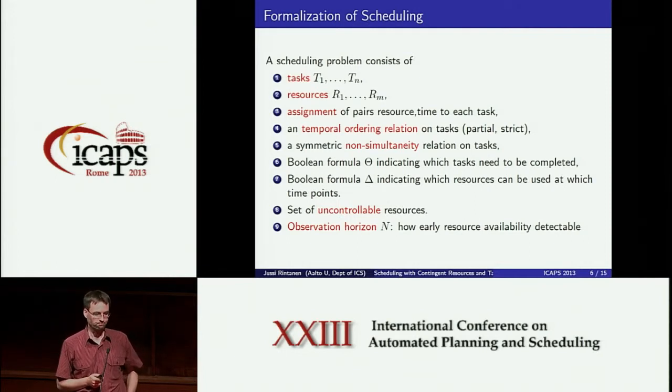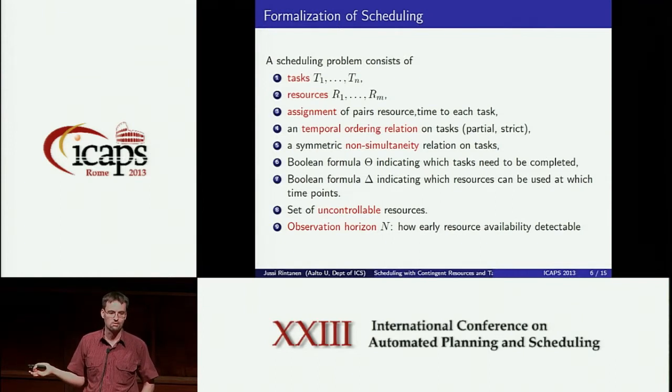And then the important thing for contingent scheduling to be interesting at all is that we have uncontrollable resources. Some resources are always available, and we can just choose which resource we will be using. But some resources are uncontrollable. They might or might not be available.